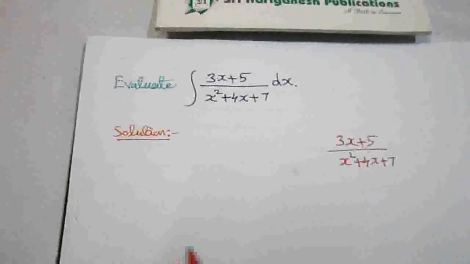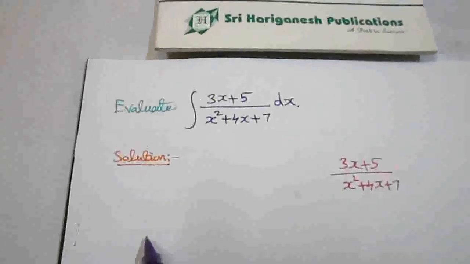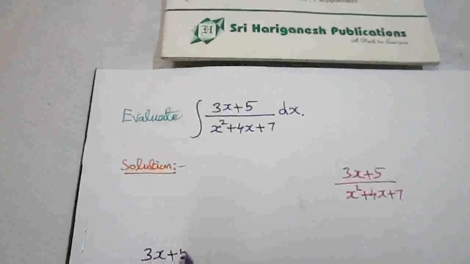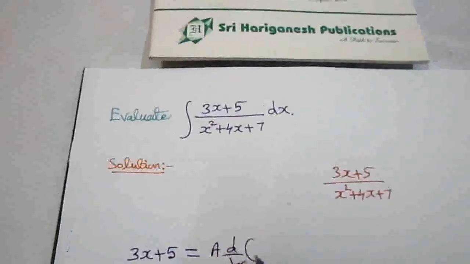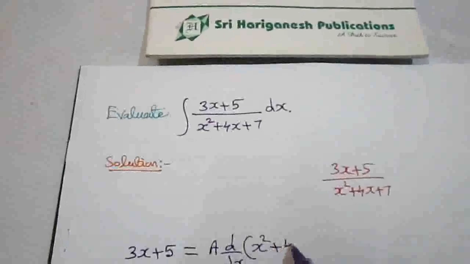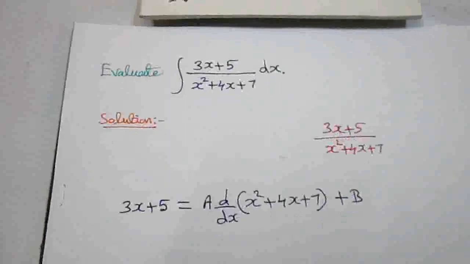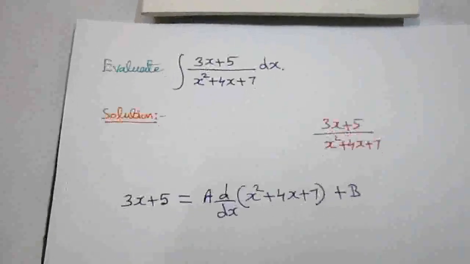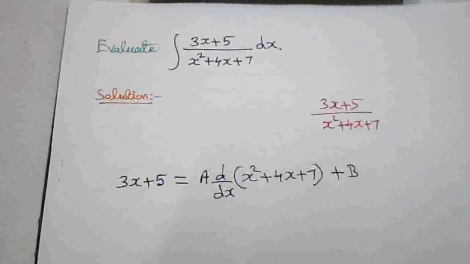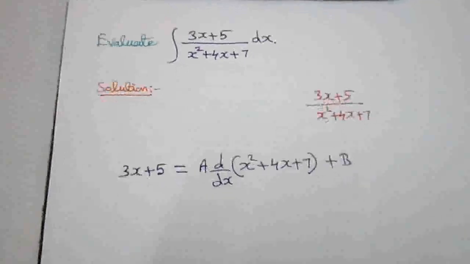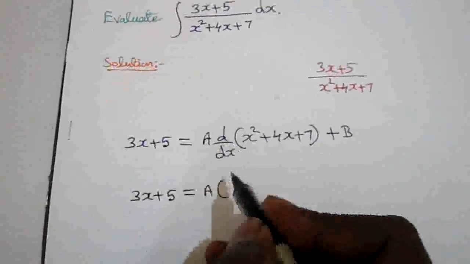So the method to solve this type of integration is: the numerator value, you have to write as a into d/dx of the denominator plus b. So this is the procedure to solve this type of problem. The numerator we want to write as a into d/dx of the denominator plus b.